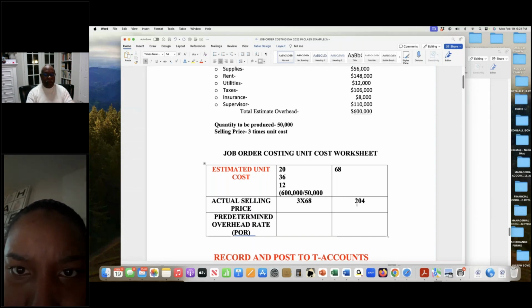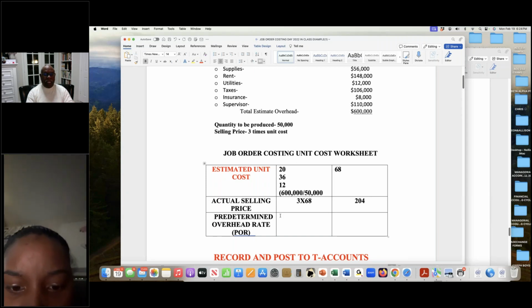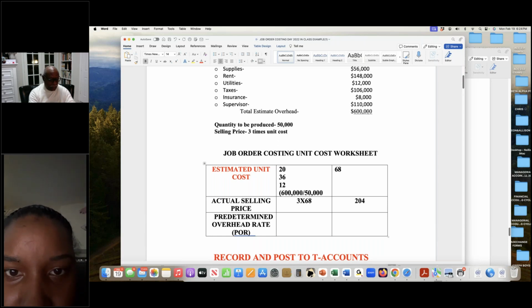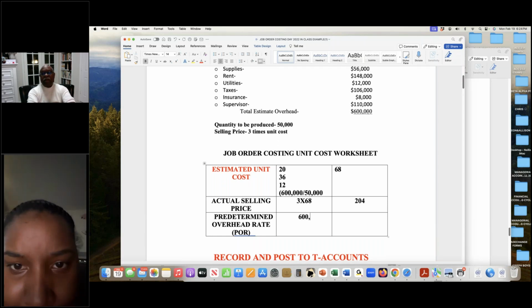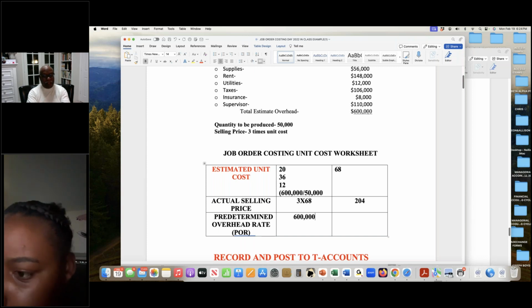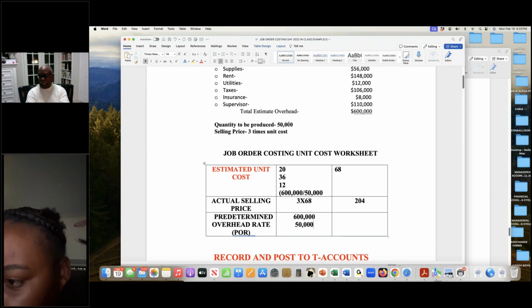And there are 4 things that we do. The first thing we do, we bring down the total overhead, 600,000. Everybody see that? 600,000. We're bringing down that total overhead. The next thing we're going to do is bring down the 50,000 quantity that we're making. So you should have no trouble with those 2 steps. We're bringing down the overhead, 600,000. We're bringing down the quantity to be produced, 50,000.